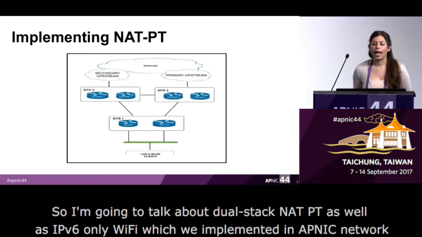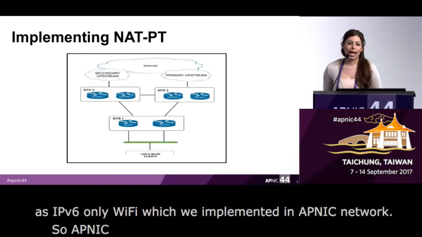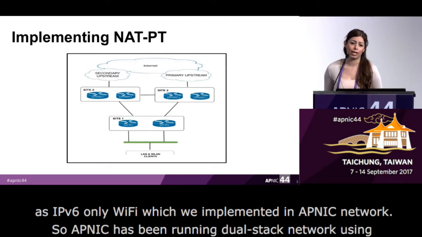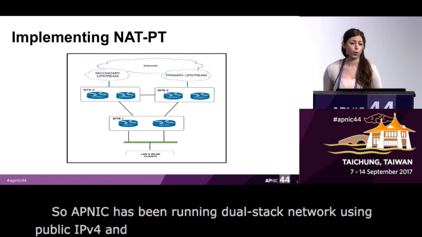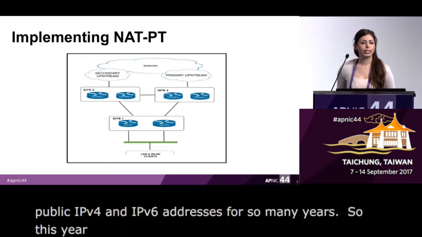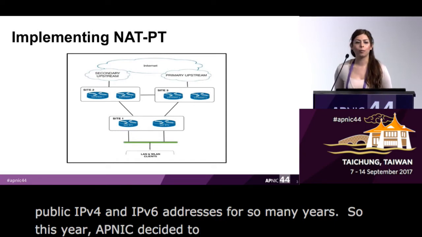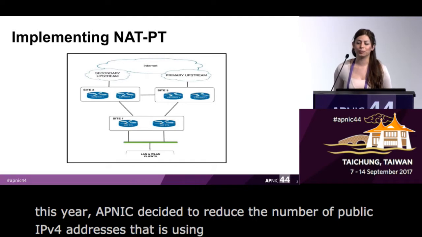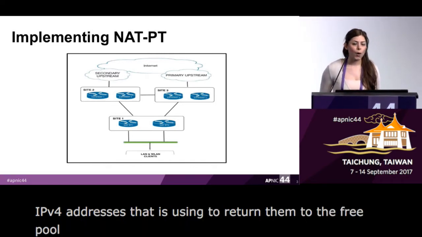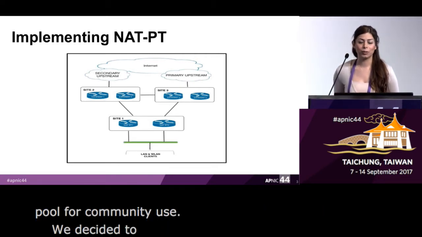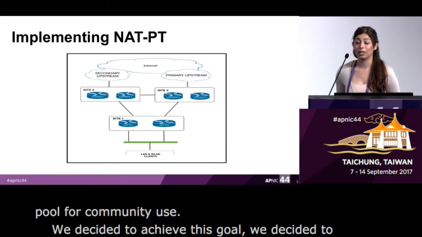APNIC has been running a dual stack network using public IPv4 and IPv6 addresses for many years. This year, APNIC decided to reduce the number of public IPv4 addresses that it's using, to return them to the free pool for community use. To achieve this goal, we decided to implement NAT-PT in our LAN network.